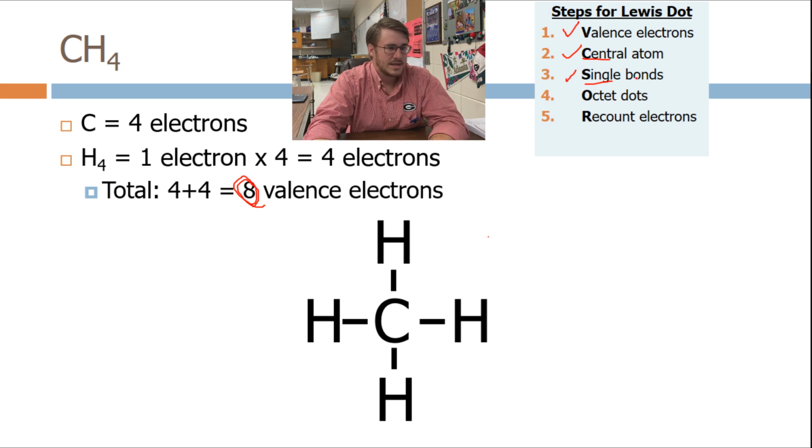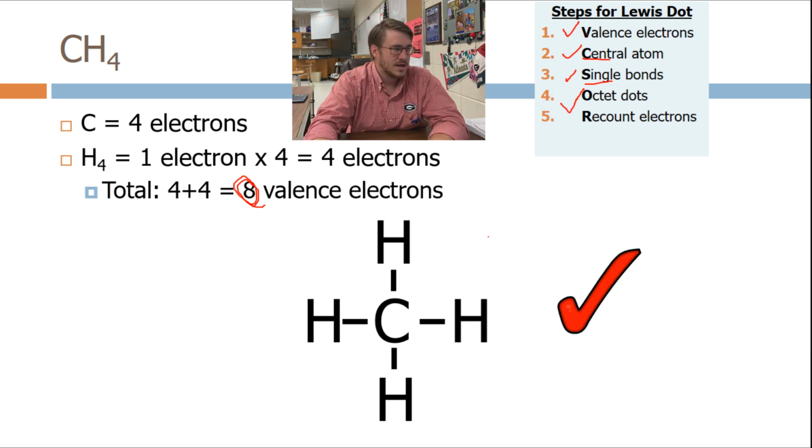Now we need to count octet dots. Each hydrogen has 2 because of the single bonds, so each of the hydrogens is good. Each single bond is shared with carbon, so that's 2 on carbon, 2 on carbon, 2 on carbon, and 2 on carbon. That's 8 total around carbon, so carbon doesn't need any dots. It's got 8. It's satisfied.